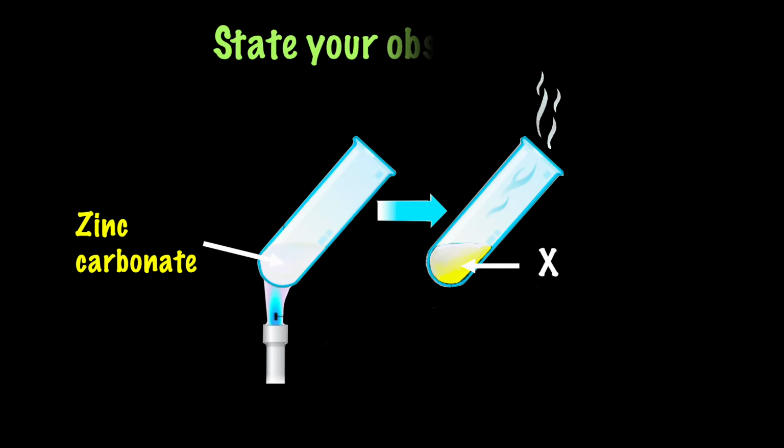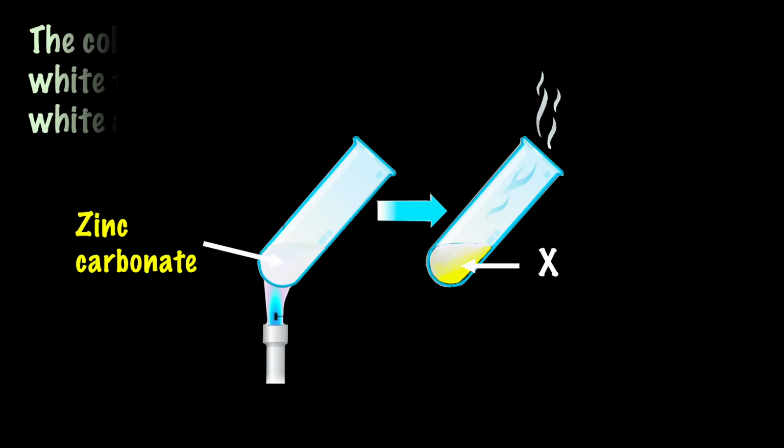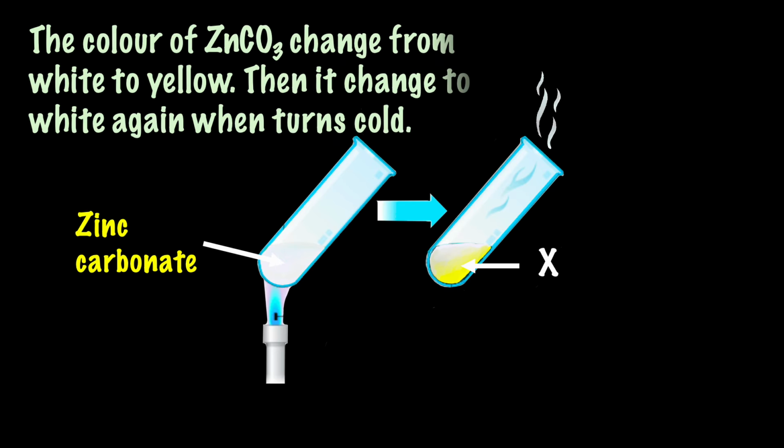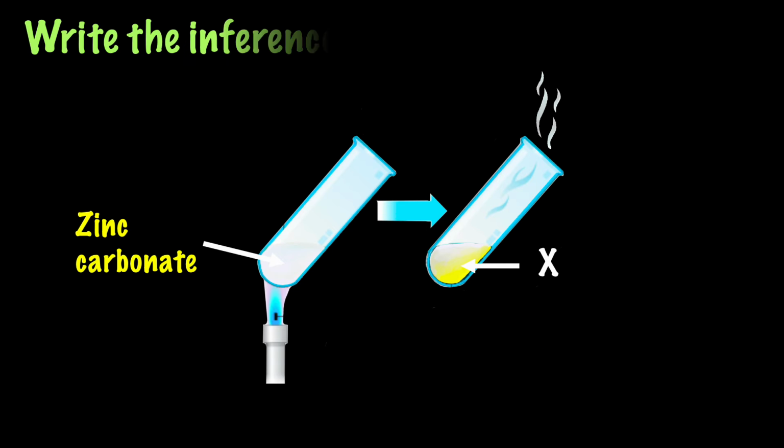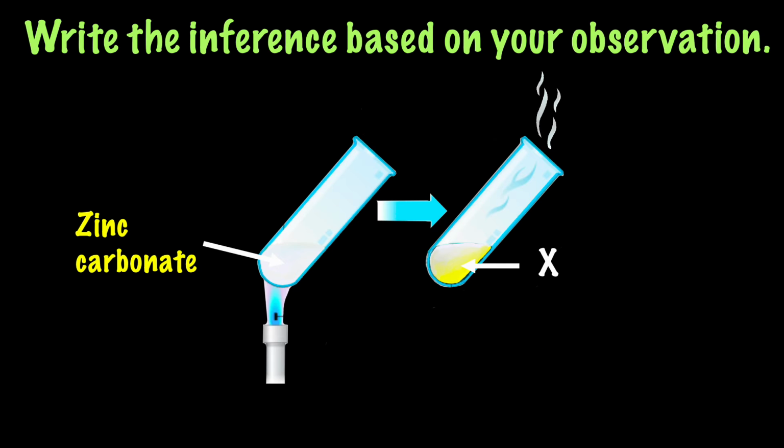State your observation. The color of zinc carbonate changes from white to yellow, and then it changes to white again when it turns cold. Atau kamu boleh tulis, a colorless gas is released. Write the inference based on your observation.